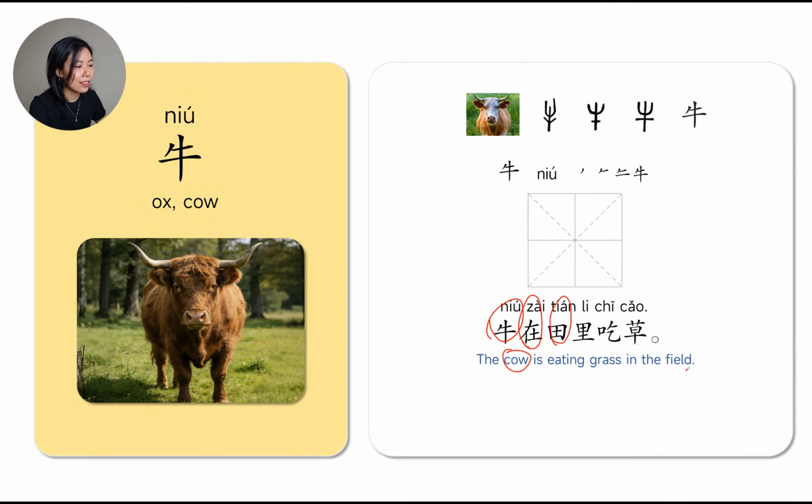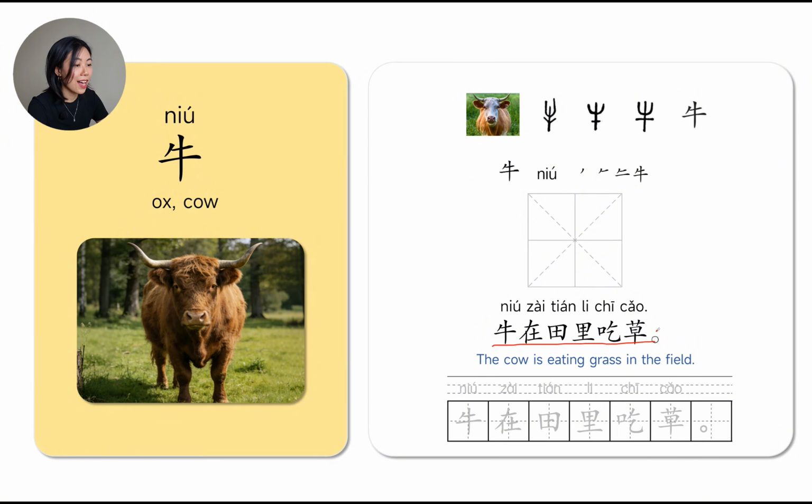田 is the field. 里 is inside. So 在田里 in the field, inside the field. 吃 is to eat. 草 grass. So all together, 牛在田里吃草。The cow is eating grass in the field.